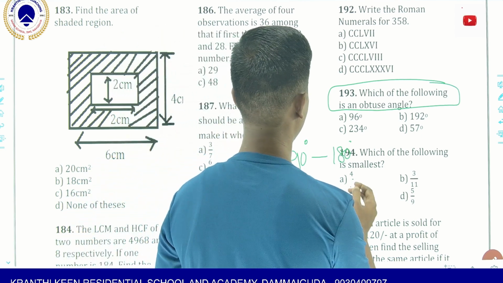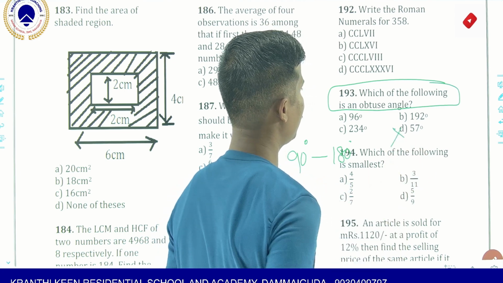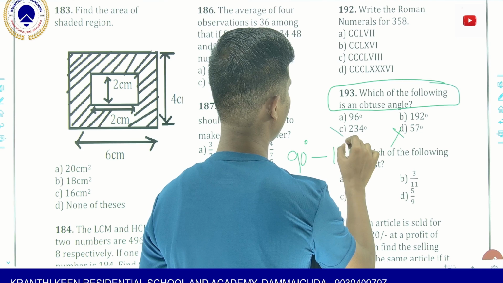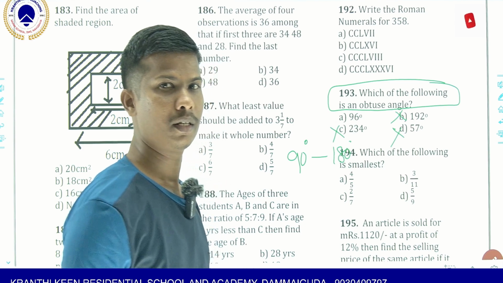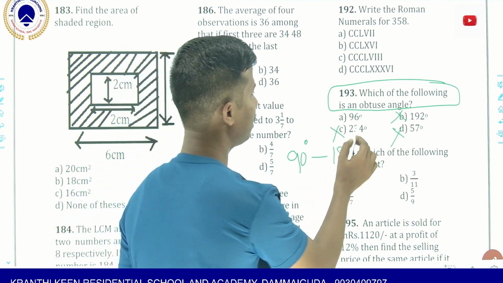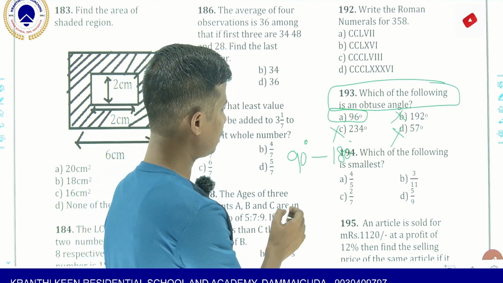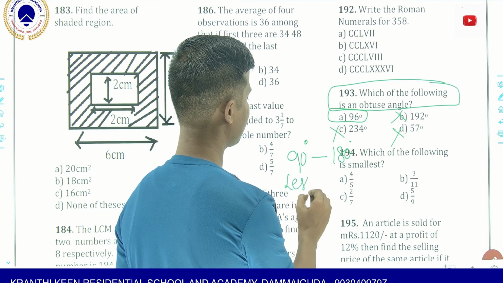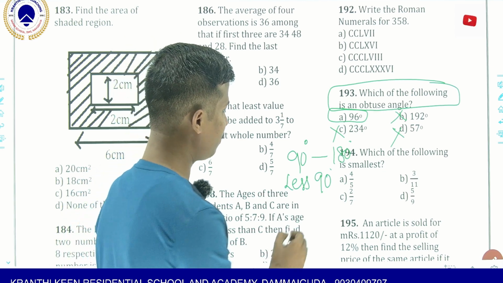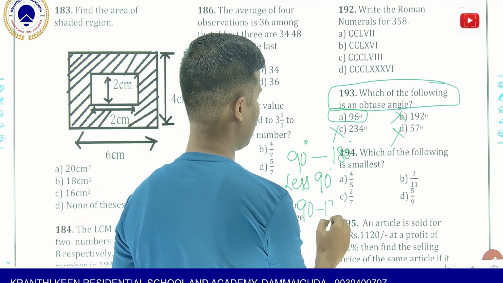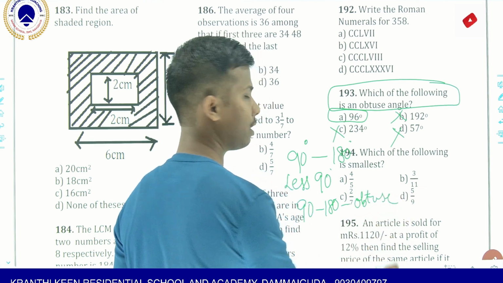You see, 57 is what? An acute angle. And you see, 234 crossed 180, 192 crossed 180. And what is there between 90 and 180? 96 degrees. Okay, acute angle means less than 90 degrees. If an angle is between 90 and 180, then it is called an obtuse angle. Okay.